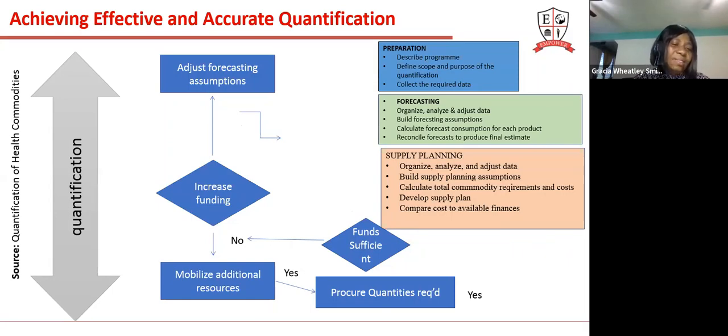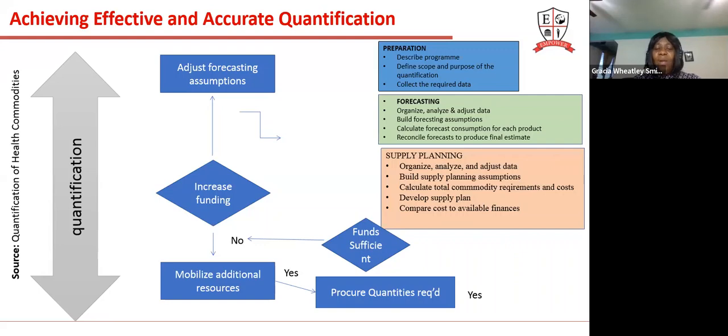If we look at the diagram, which is sourced from Quantification of Health Commodities, we can see all the factors that go into quantification. So we have preparation. We need to describe the program, define the scope and purpose of the quantification, and collect the required data. Then we have forecasting, we have supply planning. Are the funds sufficient? What are the quantities that we need?